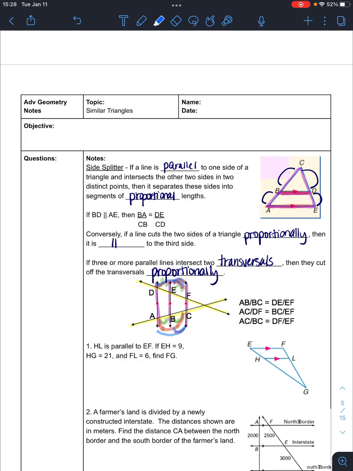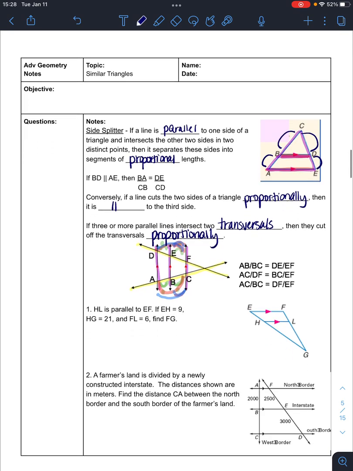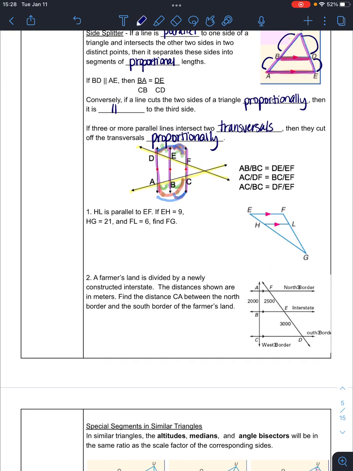If I had 4 or 5 sections, I could do 3 over 5 of them. So it isn't just piece and piece. You can combine those pieces. So if we look at this example, HL is parallel to EF. And so what we've done is we have split side EG and FG into proportional pieces. So EH is 9, HG is 21, FL is 6, and I want you to find FG.